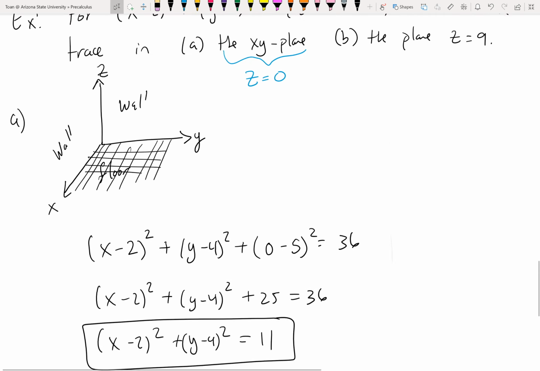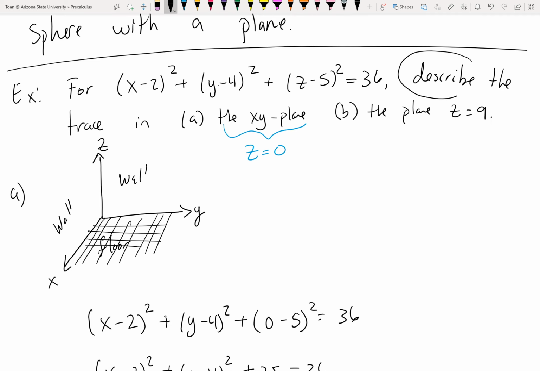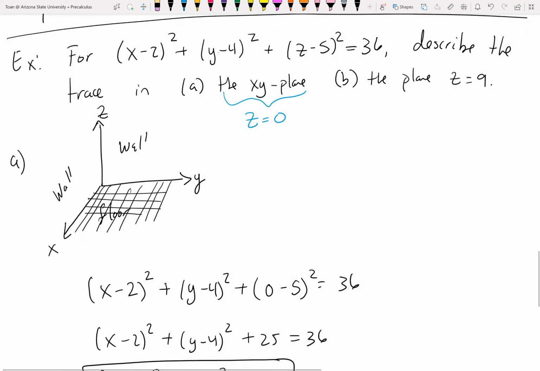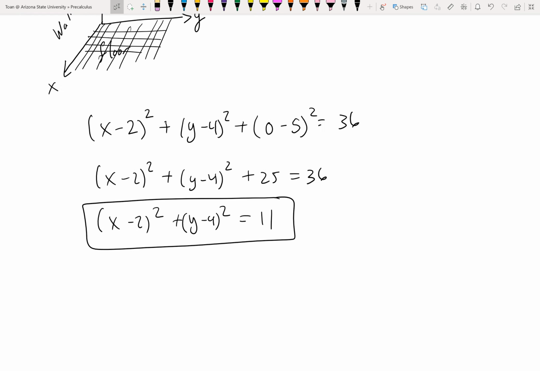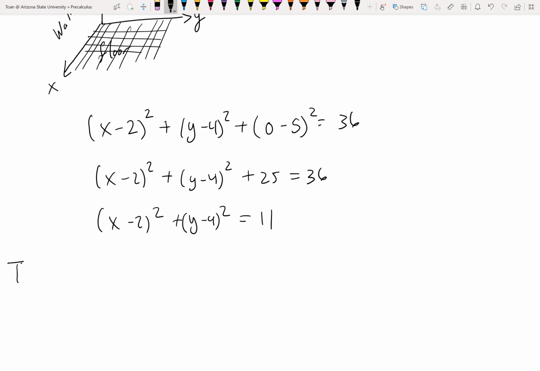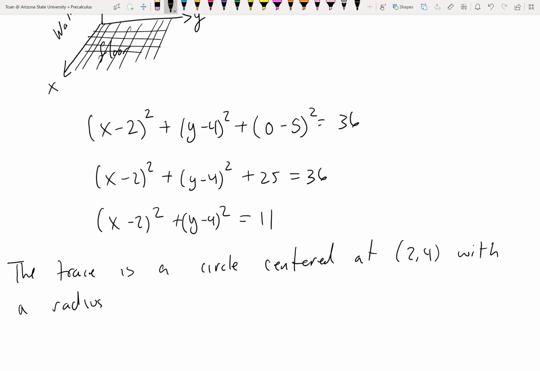The textbook is going to be very nitpicky, since the instructions said describe instead of find. They actually want you to describe it. So I guess I shouldn't box that. So we can say the trace is a circle centered at, and then we can read the center, positive 2, positive 4, with a radius of, well, since in the equation of a circle that's always going to be r squared, r is the square root of 11.